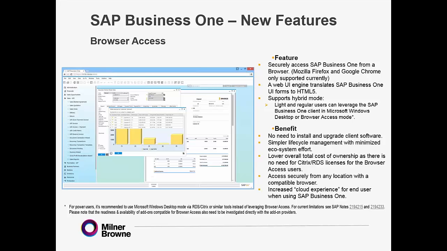For the technical among you listening in, as it describes there, the web UI engine translates the Business One screen into what's called HTML5, which is what's visible in your browser. It also supports hybrid mode, so people can either use SAP through the browser, or they can still continue to use SAP through either their desktop or a terminal server mode.